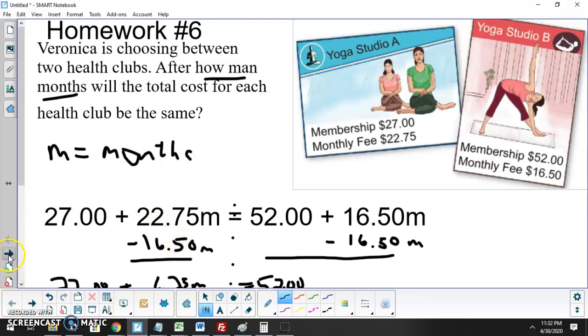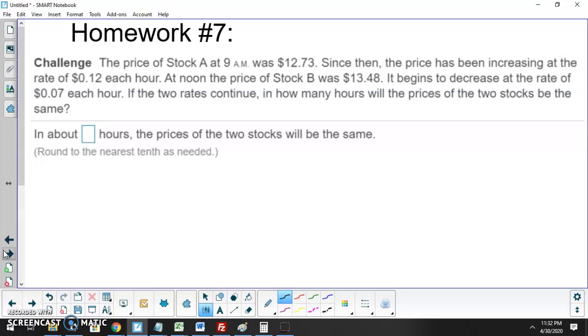Let's look at the next one here. This one's a pretty tough one. I messed this up the first time I did it too, because it's a little bit worded funny here. So you've got two stocks, stock A and stock B.